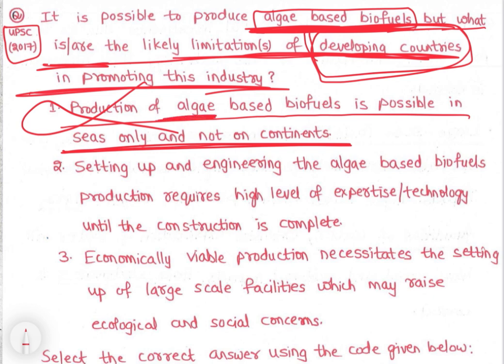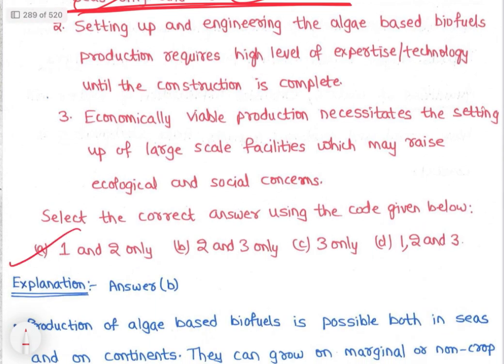Algae can be produced anywhere for based biofuels, right? Production of algae based biofuels is possible only in seas and not on continents? We can produce it anywhere, so statement 1 is incorrect. Then 2 and 3 are correct.